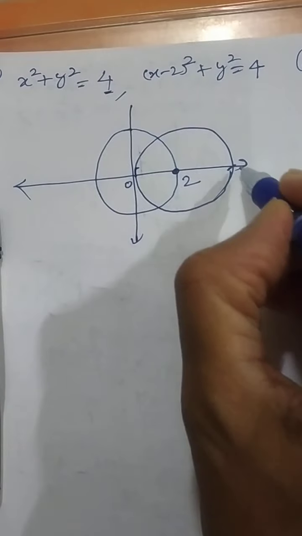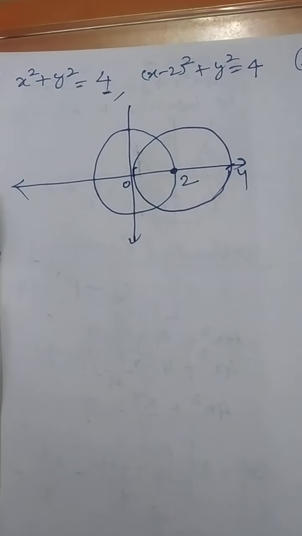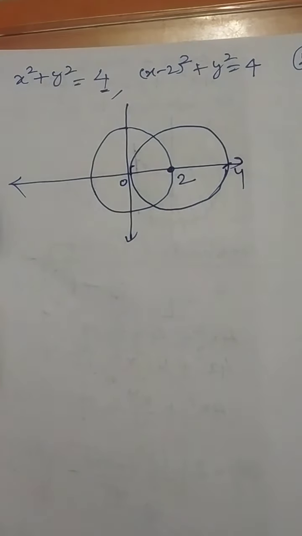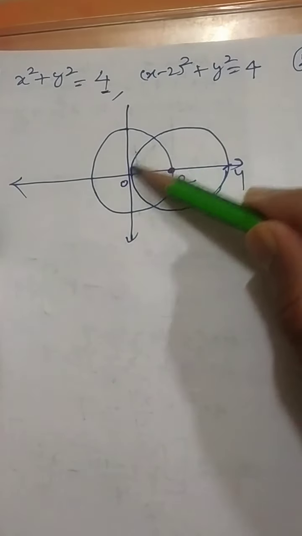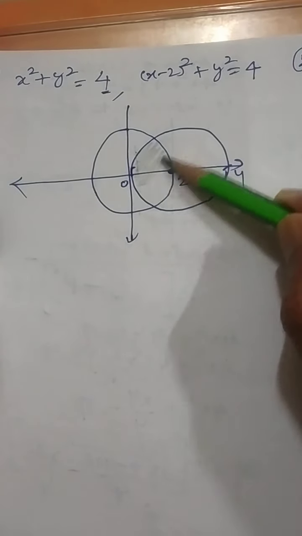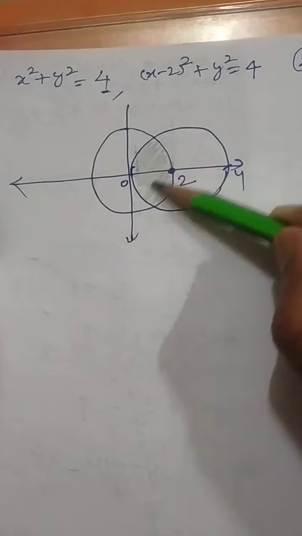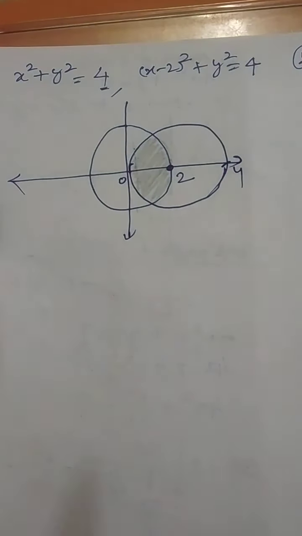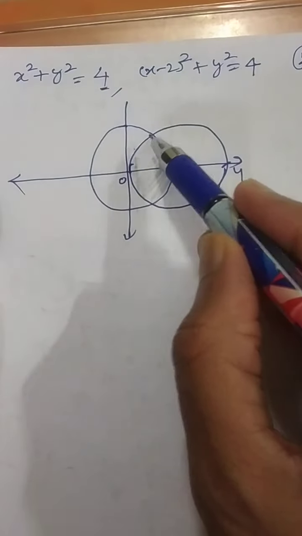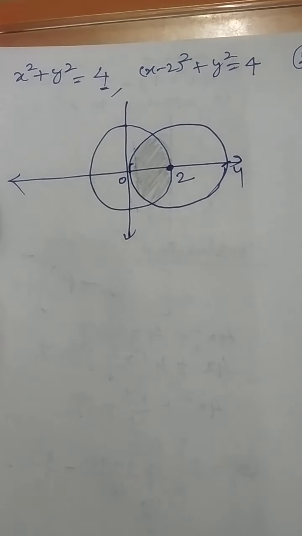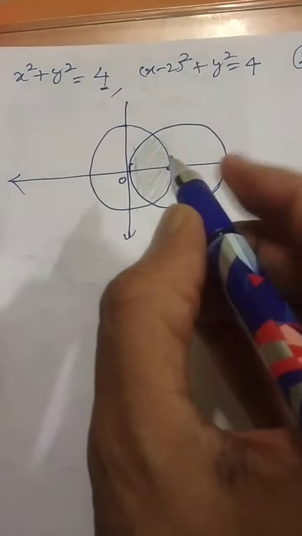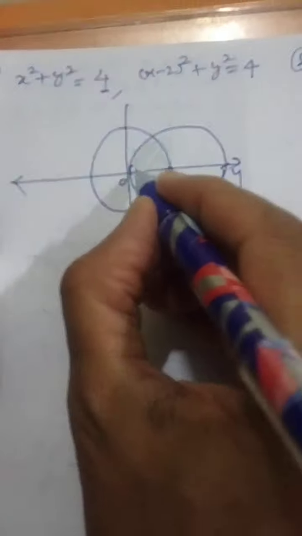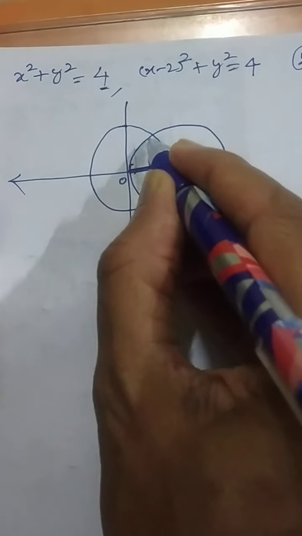Till where will it go? It will go up to 4. Now the question is asking about the area bounded between these two circles, meaning this is the area which is asked about. Sometimes this question may be asked, and you have to take care of that also. If it is asked in the first quadrant, then only this portion is to be answered. Now the area bounded between the two circles means this total. So can I say I will calculate the upper portion and then double it.